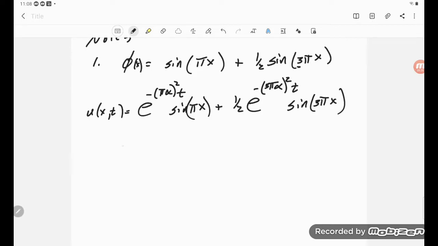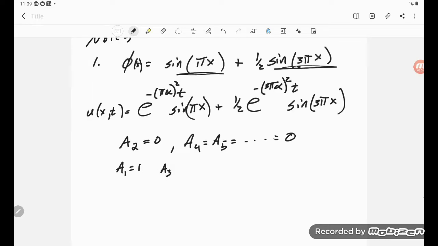And everything else, a sub 2 would equal 0, and a sub 4, a sub 5, and so forth, would all be zeros. But a sub 1 and a sub 3, because these weren't 0, we would have our 1 and 1 half on those constants. So a sub 1 was equal to 1, a sub 3 was equal to a half. Okay, so that's what they're talking about in note 1.